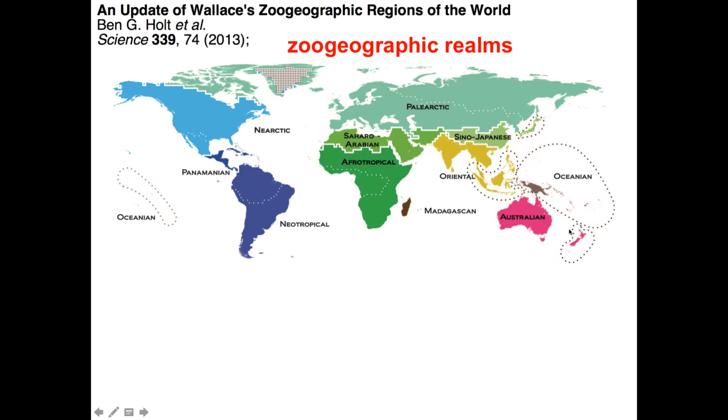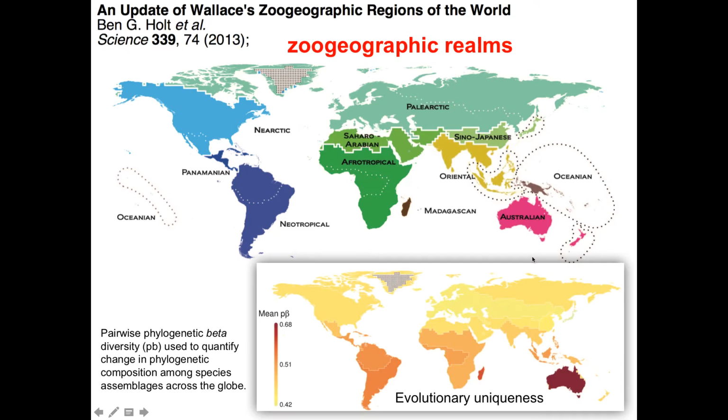They also compared, like I said, the phylogenetic uniqueness of these different realms and regions. And that's shown in this figure. This shows the pairwise phylogenetic beta diversity, so the diversity among habitats, taking account of the evolutionary relationships between organisms. And they use that to quantify the change in phylogenetic composition among species assemblages across the globe, and it could also be termed evolutionary uniqueness.